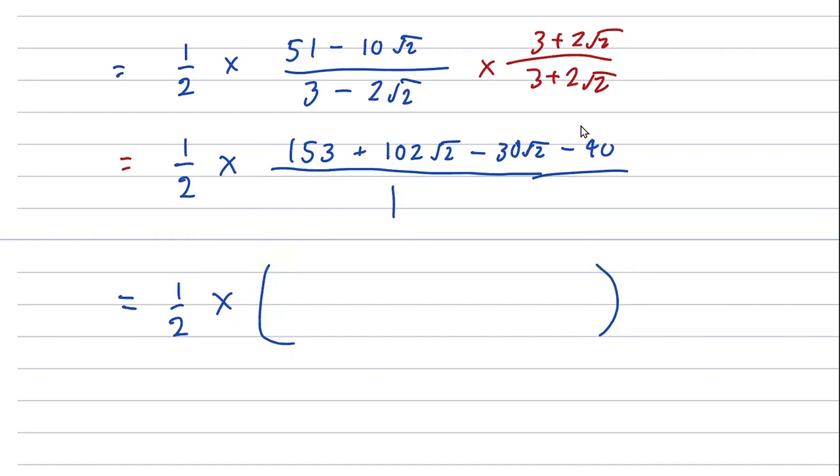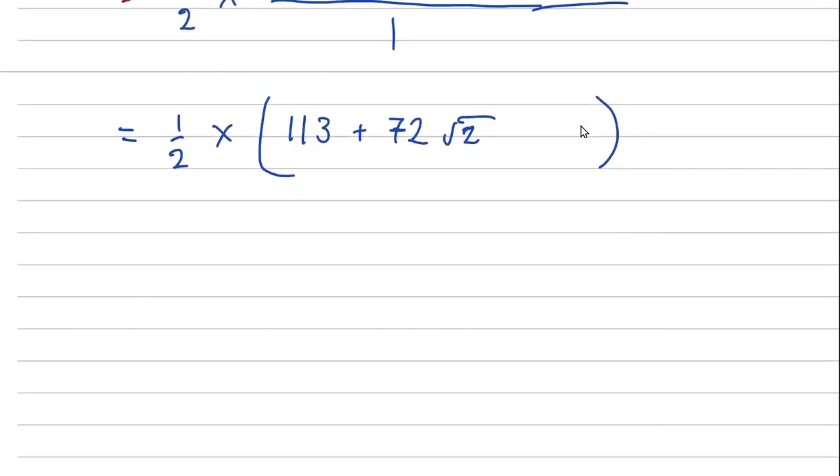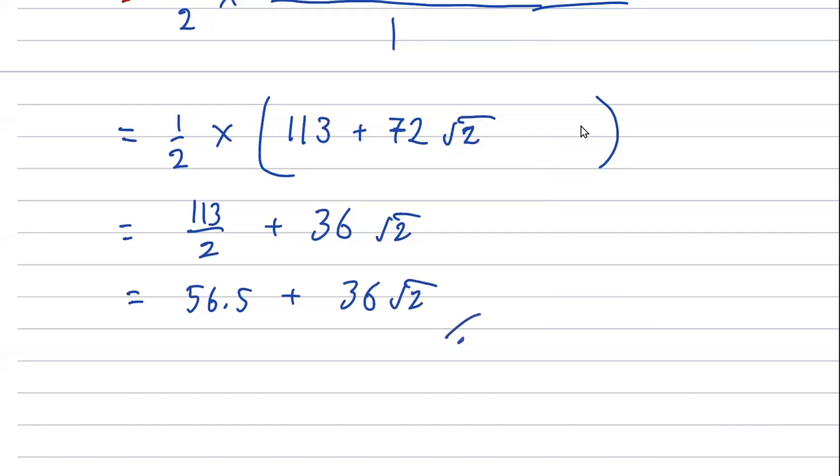Yeah, so 153 minus 40 is 113. 102 root 2 minus 30 root 2 is 72 root 2. Is that clear? Yeah. Okay, then we can simplify. So 113 over 2 plus 72 over 2, that's 36 root 2. Simplify this one, it's 56.5 plus 36 root 2. Okay?